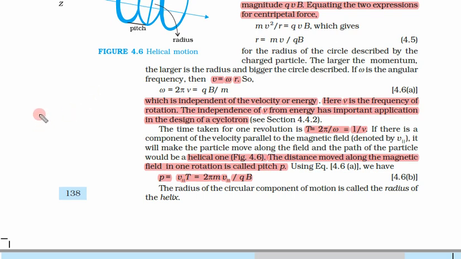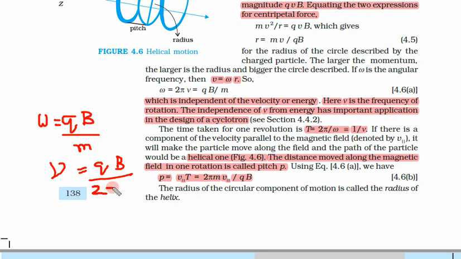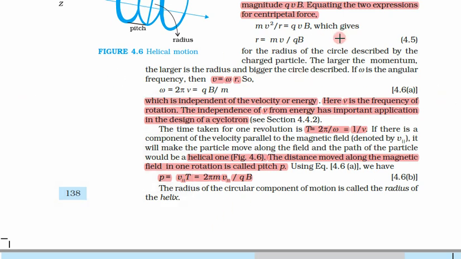We had this formula of omega, that means angular frequency, that was qB by m, or frequency nu is equal to qB by 2 pi m. So these are the formulas of frequency nu or angular frequency. Now let us see the time period. So we know time period T is equal to 2 pi by omega, or equal to 1 by nu.